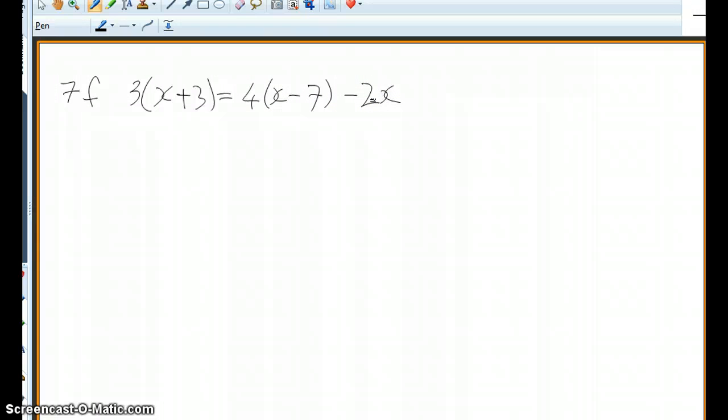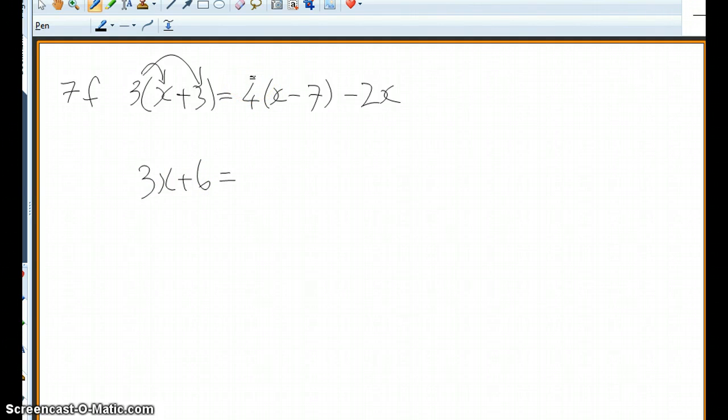7F is 3 bracket x plus 3. Notice that I'm writing down the question every time. I want you to do the same. There's my question. X is on both sides, lots of them. First step, get rid of the brackets. Well done. 3x and 6. Minus 9.